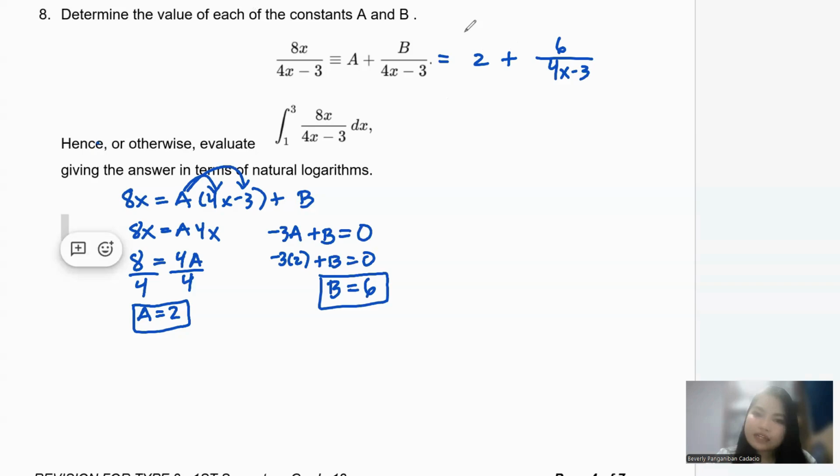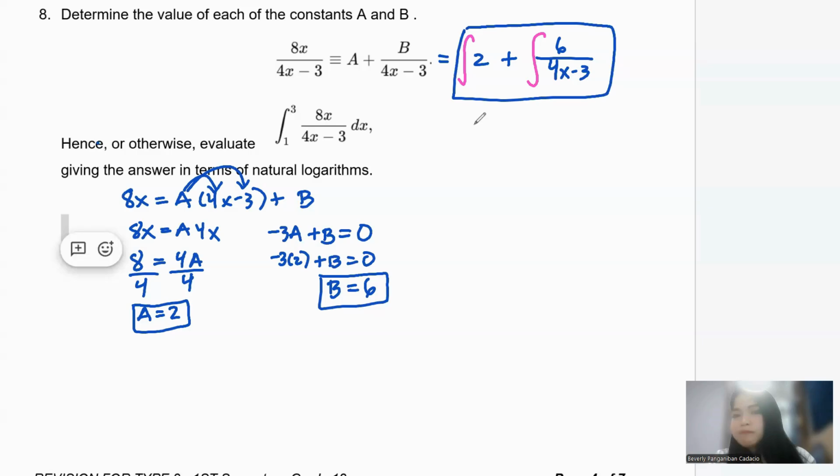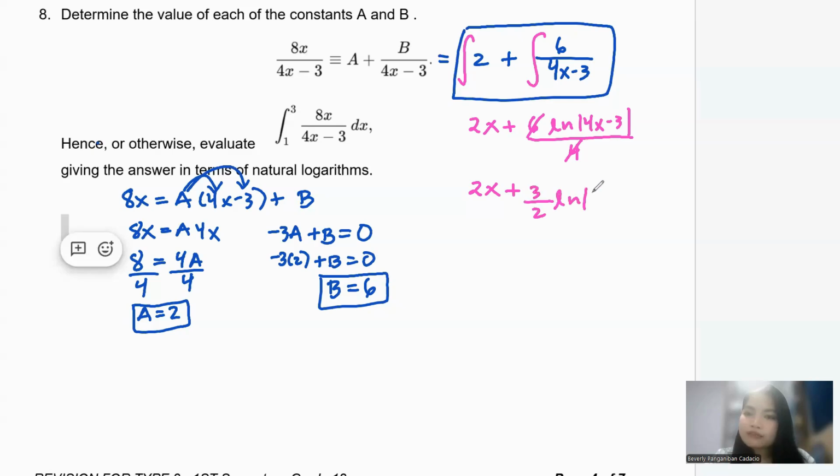This is the final answer already of determining the values of A and B, but again, for the follow-up, you need to integrate this and, of course, integrate that. If you're going to integrate that, that will just be a simple 2x, and the other one will be 6. Because this is a constant, put it out, then it will be ln |4x minus 3|. But again, you're not yet done. What's the derivative of 4x? It's 4. So you're going to simplify this. Then the final integral function will be 2x plus 3/2 ln |4x minus 3|.